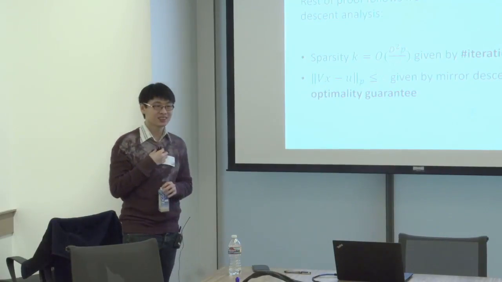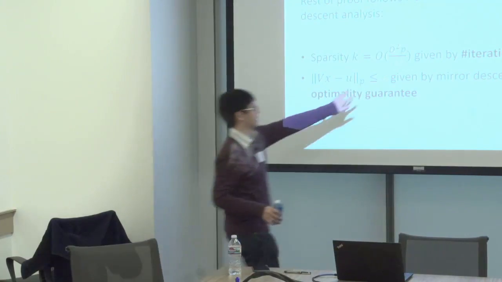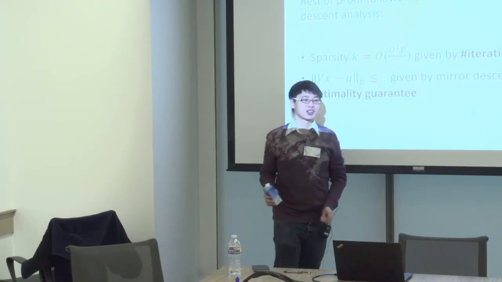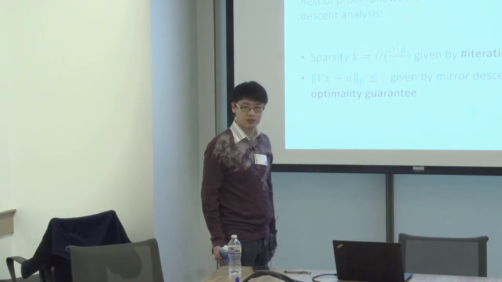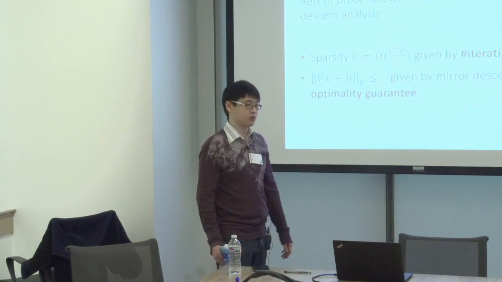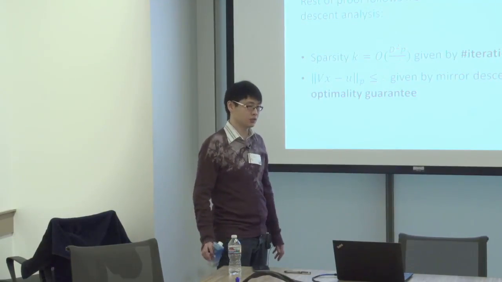So what's the running time after all? You are just taking the number of iterations times linear cost. What's the cost per iteration? You are just doing a mirror descent step, so linear.